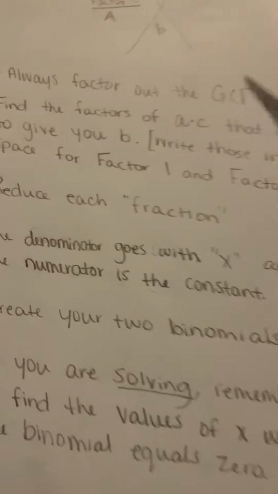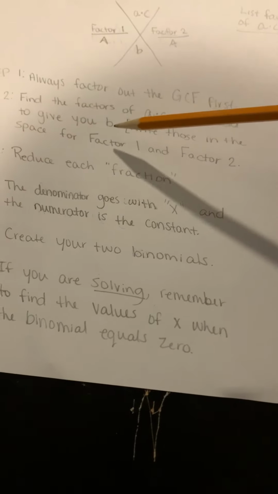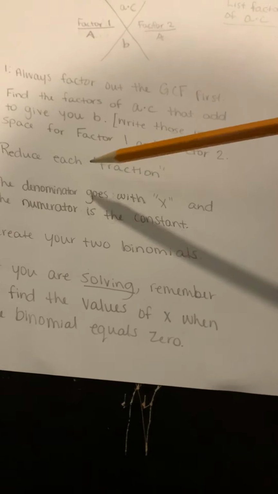So we factored out the GCF, there was none. Then we found the factors of A times C that added to give you B. Now you want to reduce each fraction. Notice these look like fractions. It's not exactly a fraction because we're not doing anything with it, it just looks like one, so I call it a fraction. You want to reduce each of these. Negative 2 over 3, that's as far as it can go. And 12 divided by 3 reduces to 4 over 1.